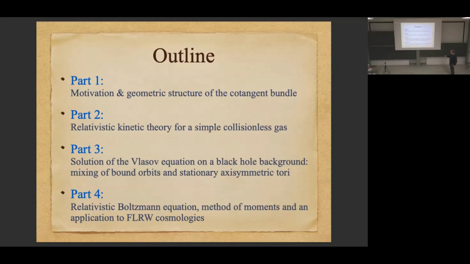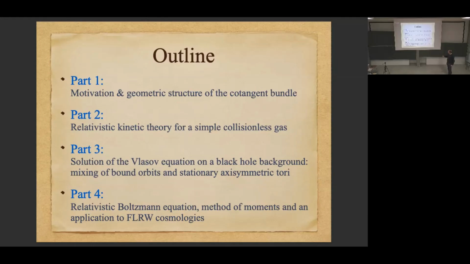Then in part 2, I will use these tools to tell you how relativistic kinetic theory should be formulated, at least in my opinion. It turns out you can do it in a very nice way. It has been done over the years by many people, especially Ehlers, who has nice review articles about this. But I will review the theory for a simple collisionless gas, charged and uncharged.